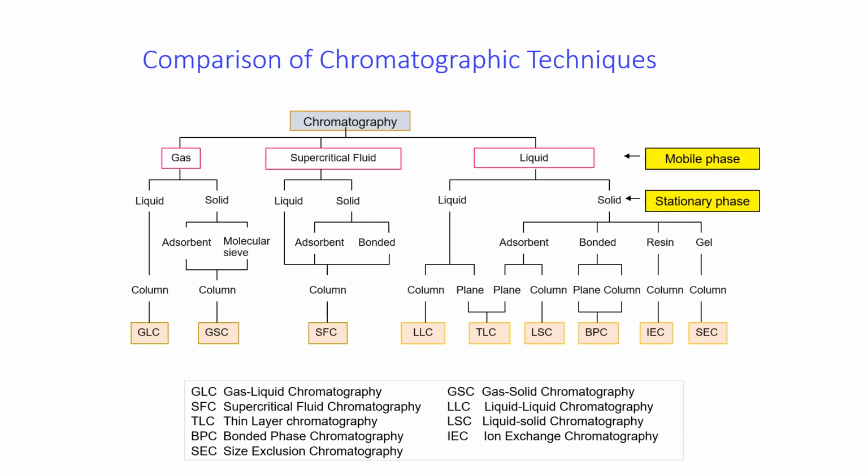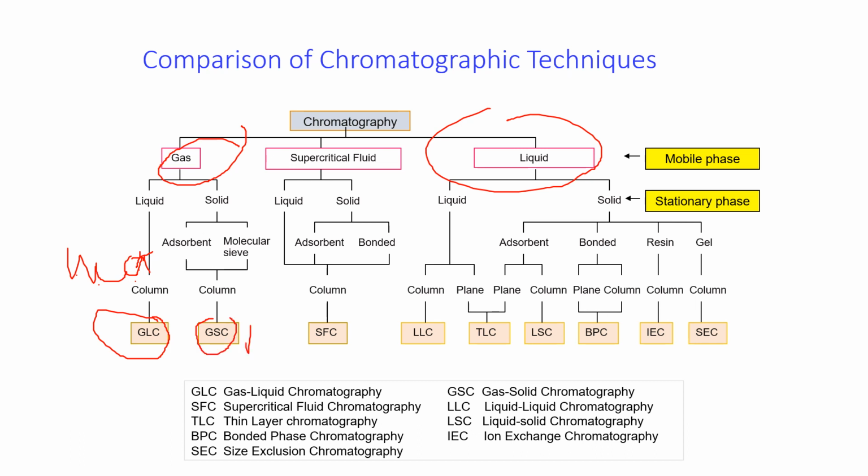So in this comparison of chromatographic techniques, you have to understand the difference between gas and liquid. Gas and liquid column, we call it gas liquid chromatography. So this is WCOT, wall coated open tubular. If it's GSC, it is the PCOT or the packed column, because there is a solid inside it, the adsorbent.